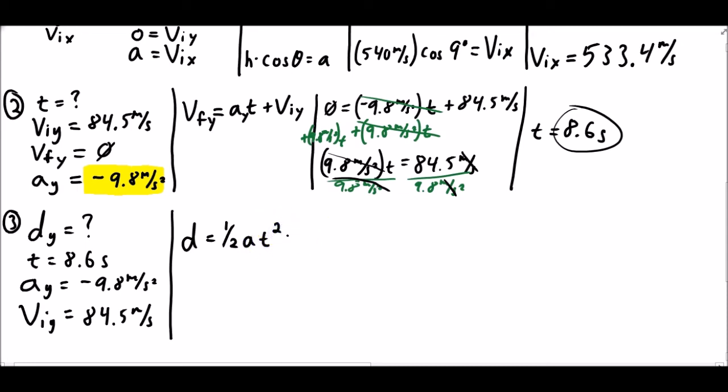dy equals one half a t squared plus VI times time. Now, just to make sure everything is the same, we need to make sure that we're using only y variables. So anything that's a vector gets a y. Time is not a vector, so VIY. And we have dy, yes. Do we have AY? Yes. And do we have VIY? We do.